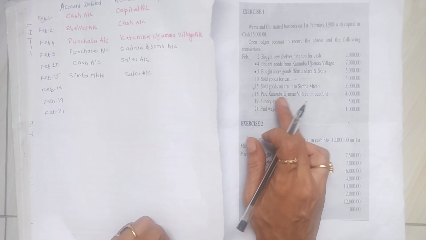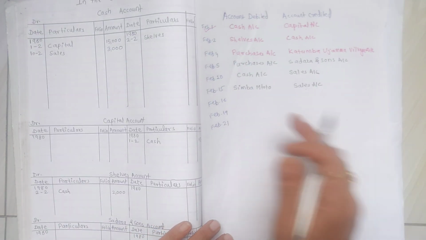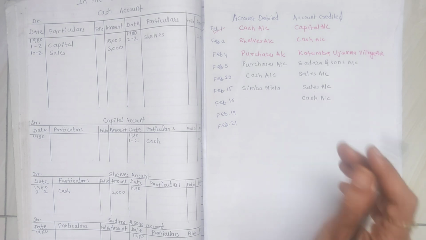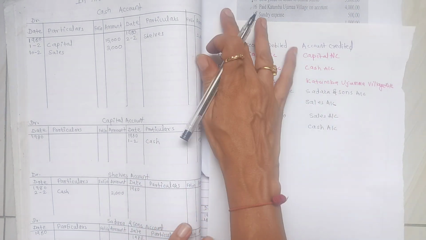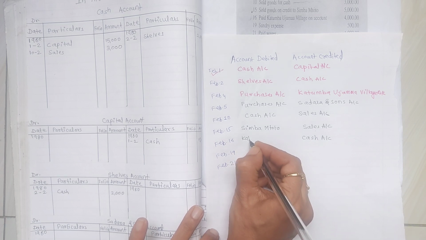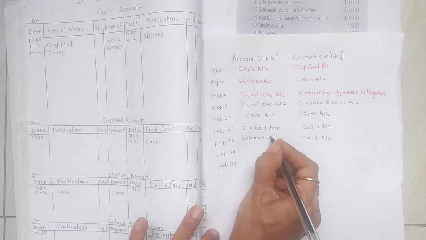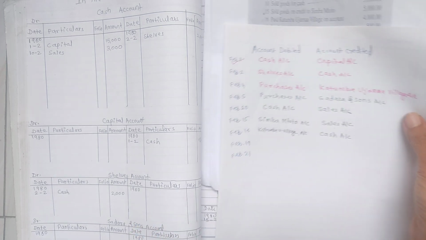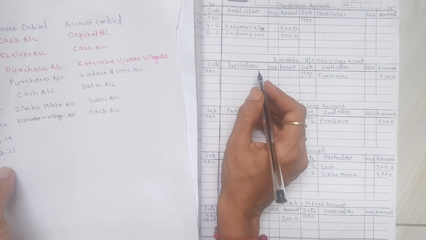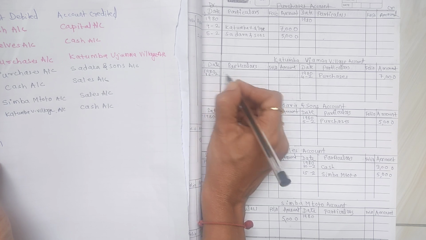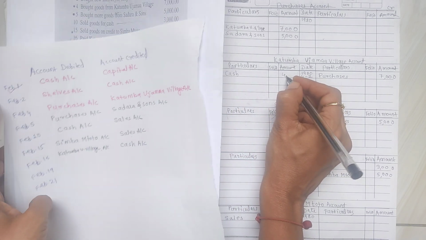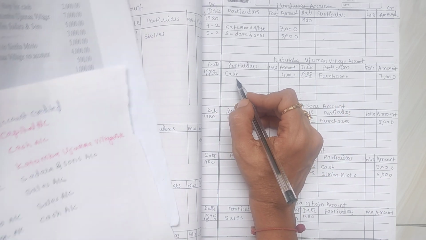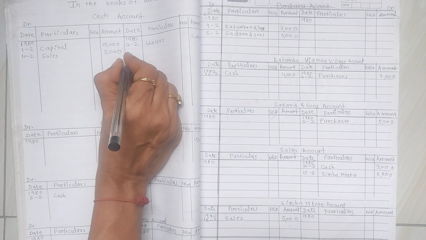Next one, now paid to Katumba Ujama village on account. Now we paid to whom? Katumba Ujama village. How much? 4,000. So on 16th, one thing is clear, paid means cash goes out, so the cash account you have to credit. Now to whom did we pay? Who is the receiver of the cash? Katumba Ujama village, so his account will be debited. So in Katumba village, debit side, you will write down on 16th Feb, cash 4,000. And the second effect, in the cash account, you have to write down on the credit side Katumba village.